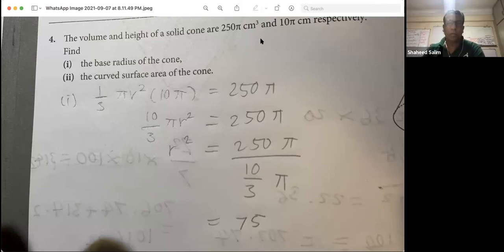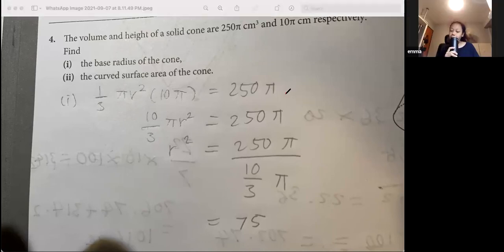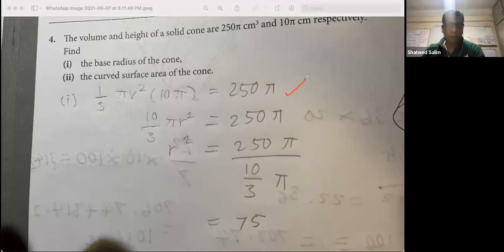That means you know how to do this. 1/3 times pi times r squared times 10 pi is equal to 250 pi. Good. This is correct. And then what happened? 10/3 pi, there's pi and pi, you know. And down here you can cancel 1 pi if you want to.